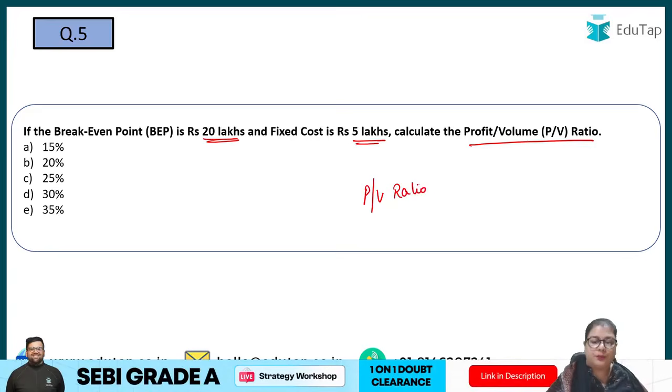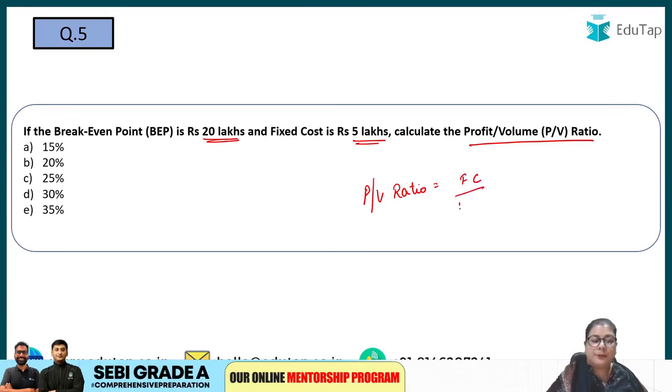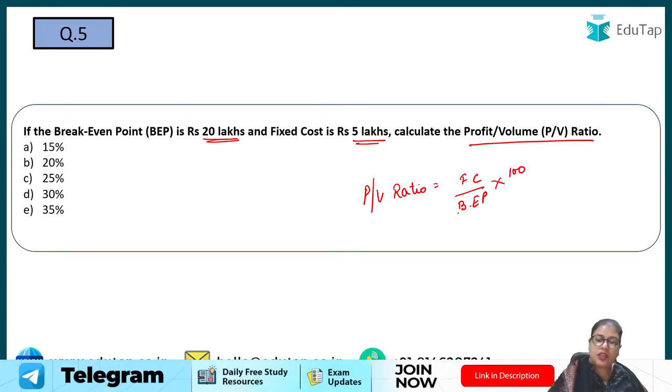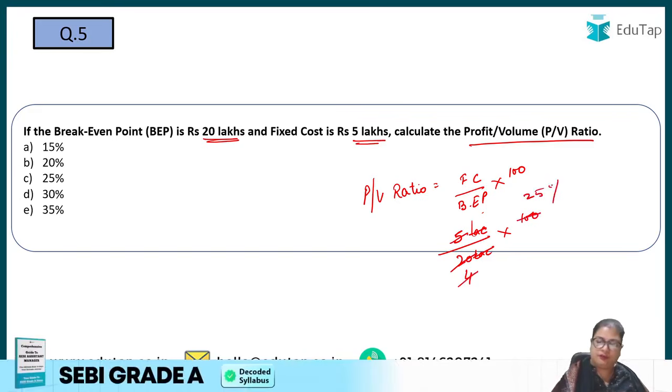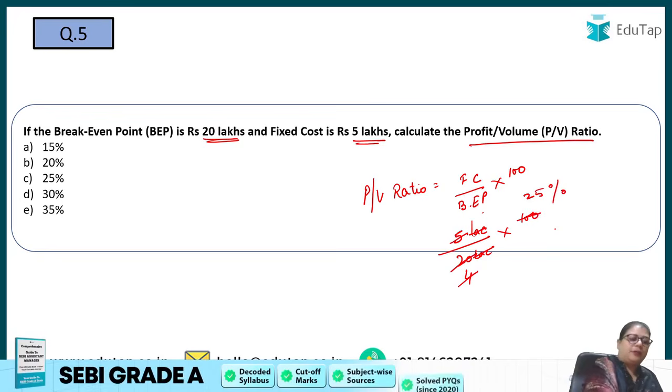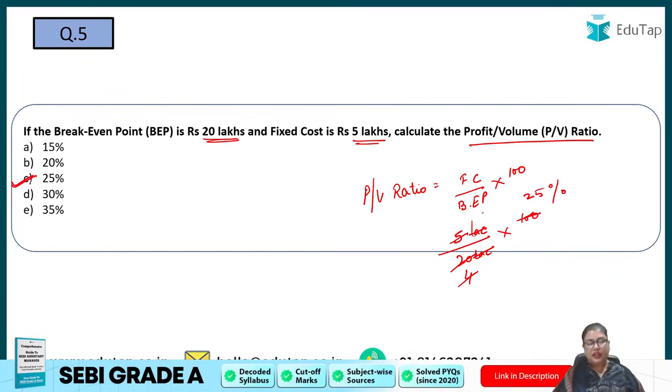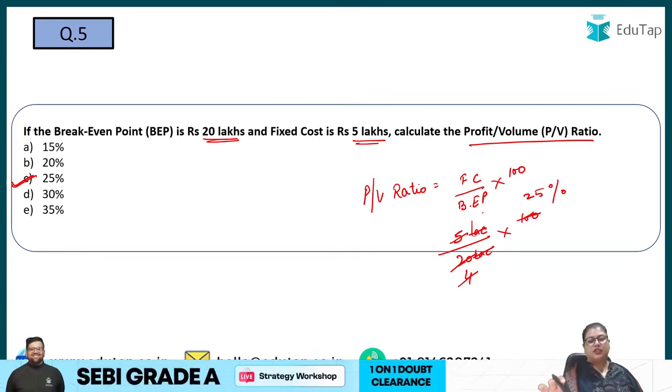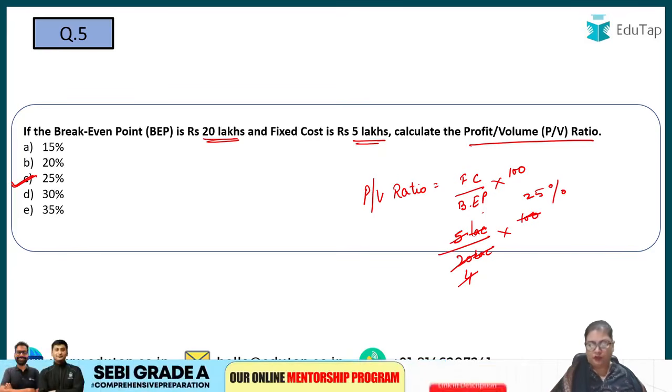So the formula is what? PV ratio is equal to fixed cost upon break-even point into 100. So 5 lakh divided by the break-even point 20 lakh into 100. So just try to calculate this. This will be 1 by 4 and this reduces down to 25%. So it comes to 25%, that is option number C, right? So you have to remember the formula that PV ratio is equal to fixed cost upon the break-even point into 100. You will be able to calculate. But if you don't know the formula, then it will be very difficult for you to answer, right?